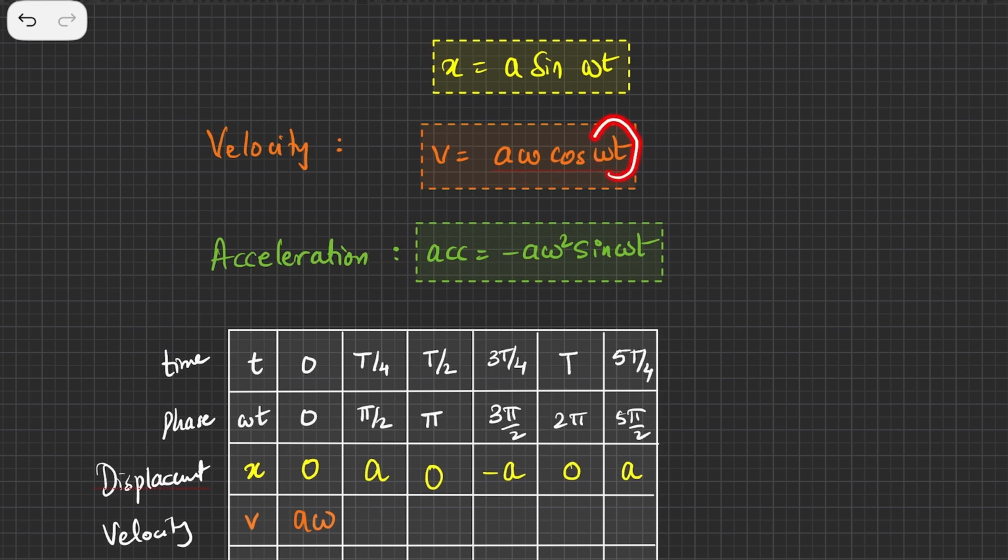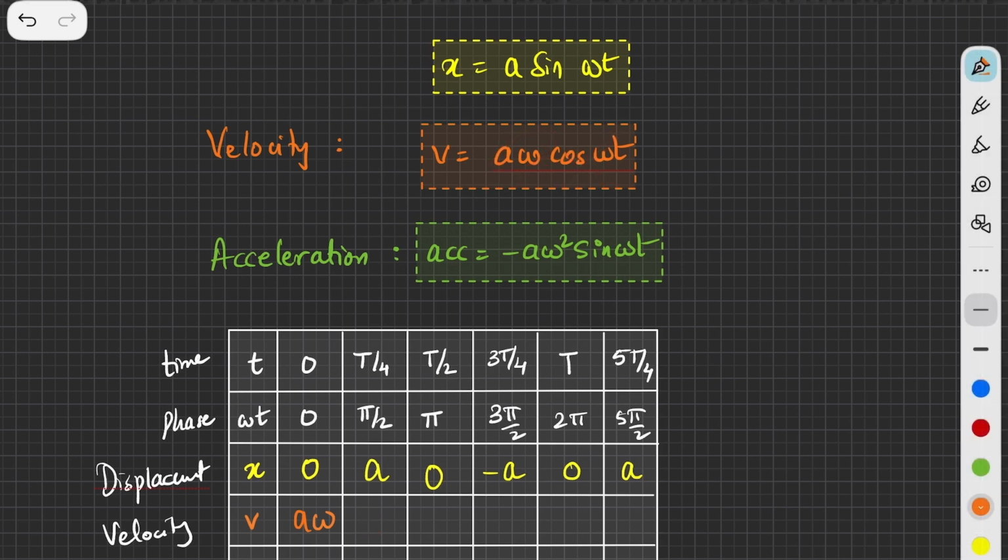Again I can work out the second value as well. So omega t is pi by 2. If this is pi by 2, cos 90 is 0, and 0 into anything is 0. So I get a 0 over here. So I'll just recreate this: a omega, 0, minus a omega, 0, a omega, and 0.